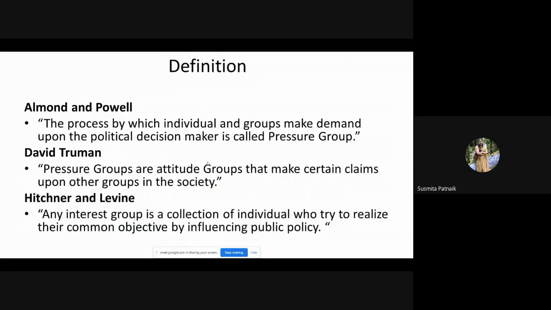Then in our second part, we can look at the different definitions of pressure groups. I will choose only three or four definitions and leave the rest. The first definition was given by Almond and Powell, who say that a pressure group is the process by which individuals and groups make demands upon the political decision makers. The pressure group is only a process by which individuals and groups put pressure upon the decision makers to get their interest served.